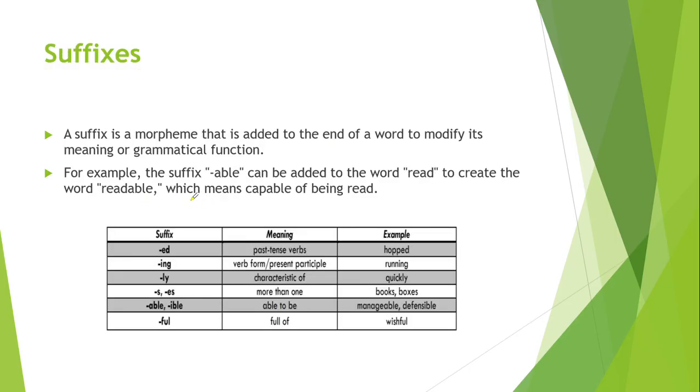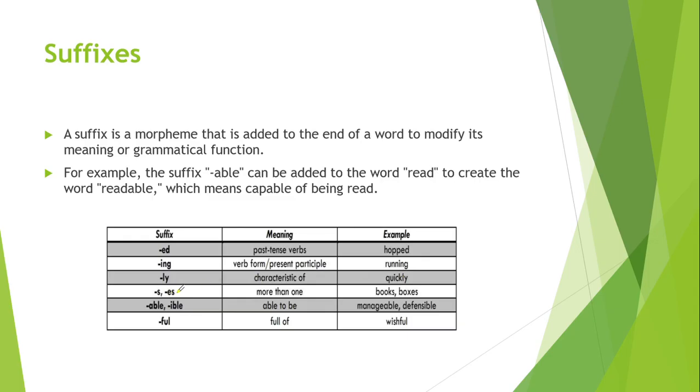Okay. Suffixes. A suffix is a morpheme that is added at the end of the word to modify its meaning or grammatical function. For example, the suffix able can be added to the word read to create the word readable, which means capable of being read. Okay, so here we are getting the table for affixes. Ed is added for the past tense of a verb. For example, hoped, chopped, clapped. Ing is added to form the verb form or present participle: running, playing, going, swimming. Okay, ly is characteristic of: quickly, slowly, hardly, harshly, nicely.